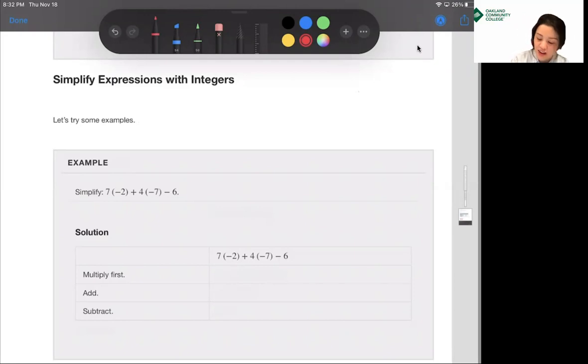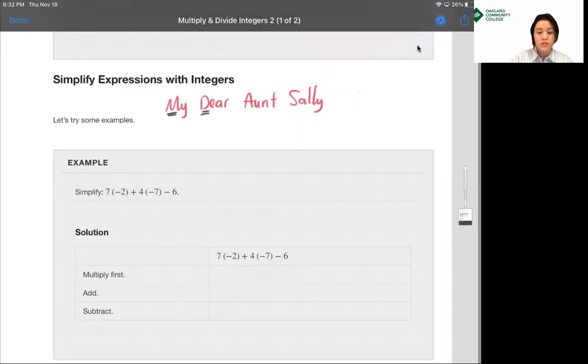Right, so let me write that down. Order of operation: My Dear Aunt Sally. So that means multiplication first, and then division, and then addition, and then subtraction, right? So let's try some examples. We'll simplify some expressions that use all four operations with integers.